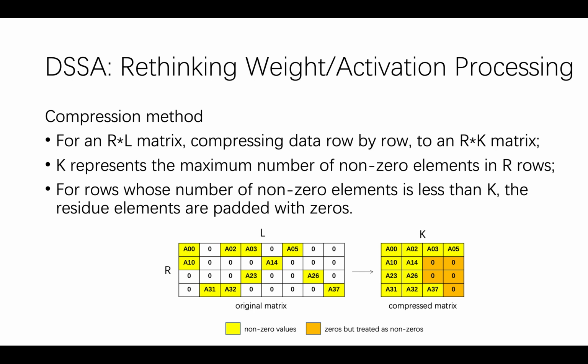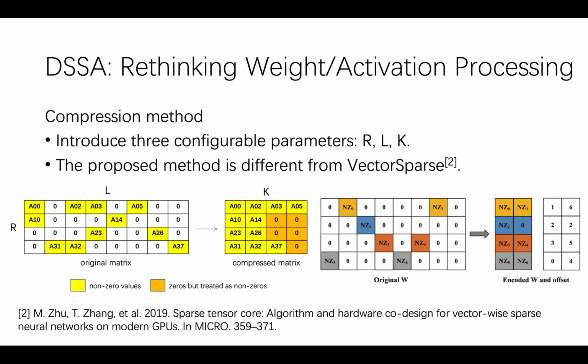First, calculating the maximum number of non-zero elements in R rows. In the figure, K equals 4. Then compressing the R times L matrix row by row, which is compressed to an R times K matrix. Note that for rows whose number of non-zero elements is less than K, the residual elements are padded with zeros. Our proposed compressing method introduces 3 configurable parameters R, L, K.